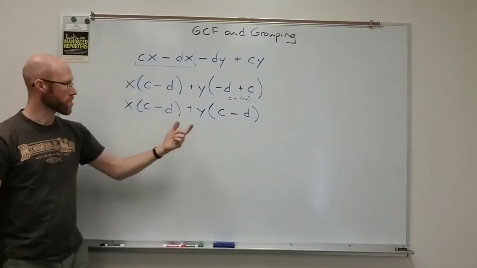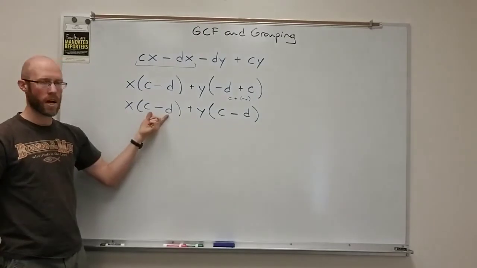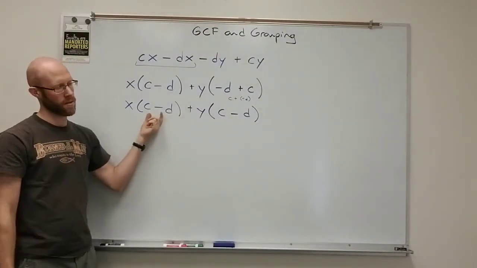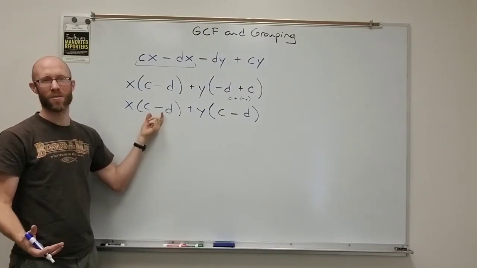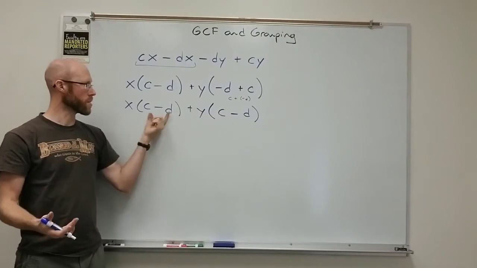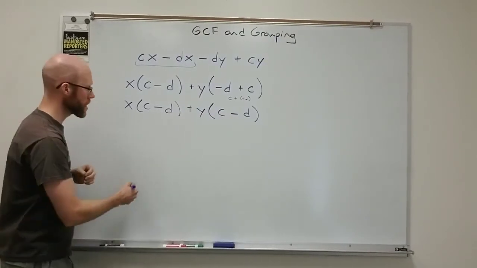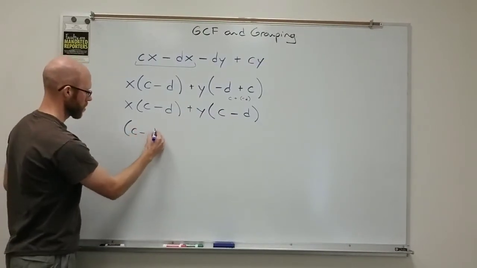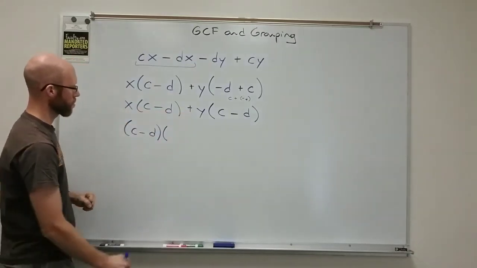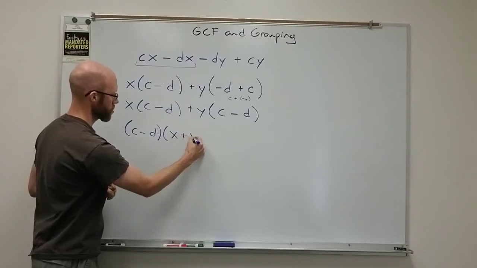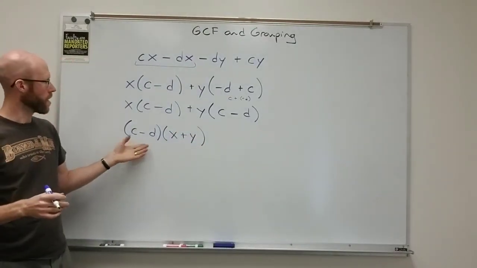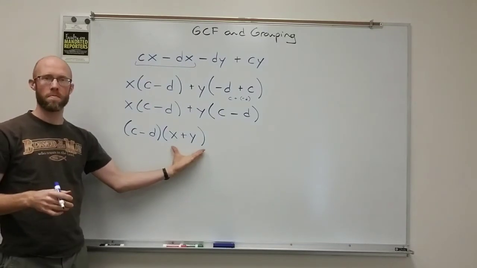Okay, and so now I have my least common denominator is a binomial. It's not least common denominator, I get that confused. Greatest common factor. Now my greatest common factor is this binomial, c minus d. So I'm going to pull that out. And I'm going to be left with x plus y in the parentheses. Okay. Again, now I have it in factored form.